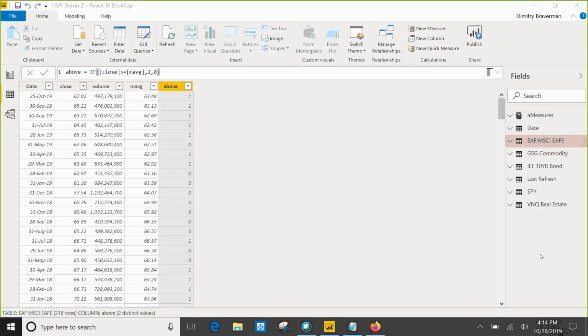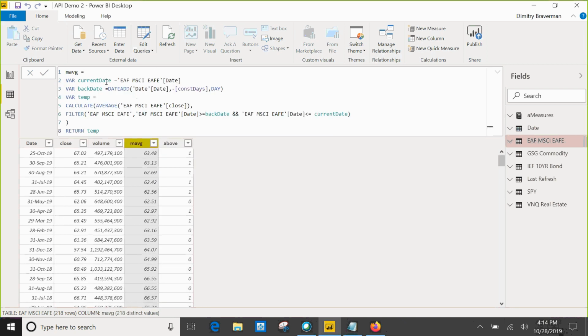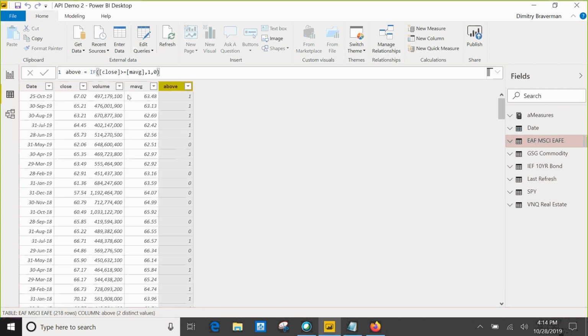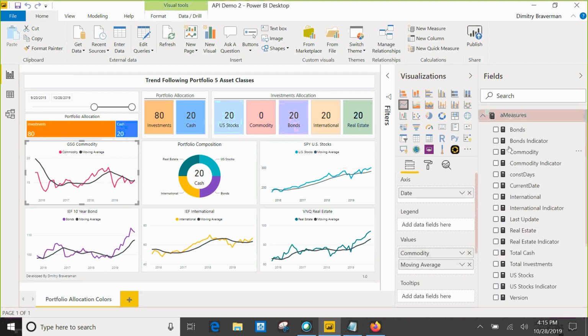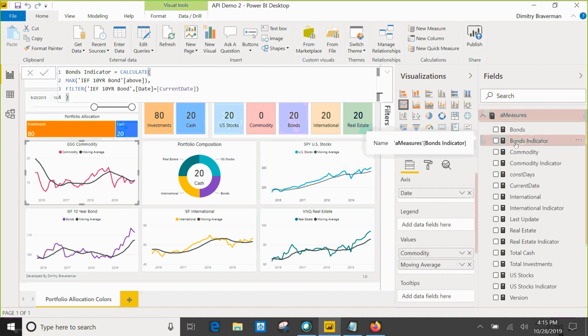For each of the asset classes, we're going to add a calculated column for moving average. We're going to utilize DAX, and we're going to use variables, and we're going to use another calculated column to indicate if a security is trading above or below its moving average. We're going to call it Above. We're going to use this closing information and moving average information to plot each individual security and, obviously, date. And we're going to use measures to calculate allocations to a particular security.